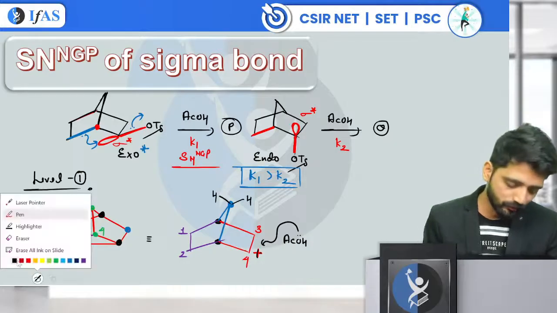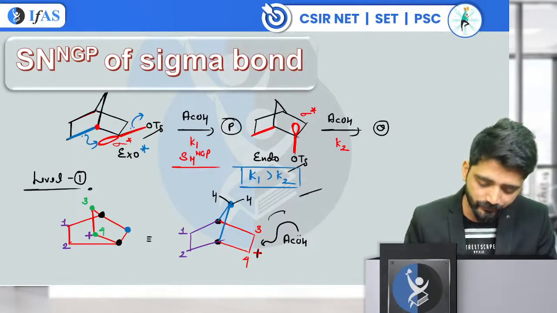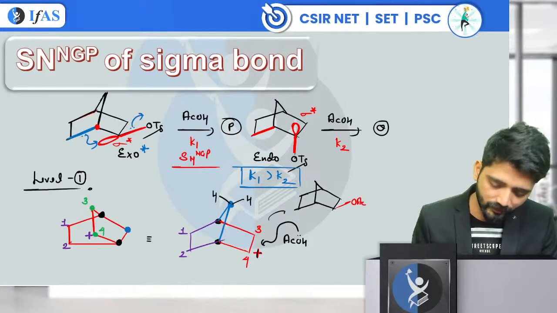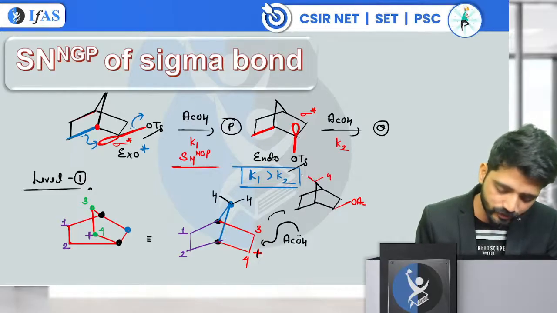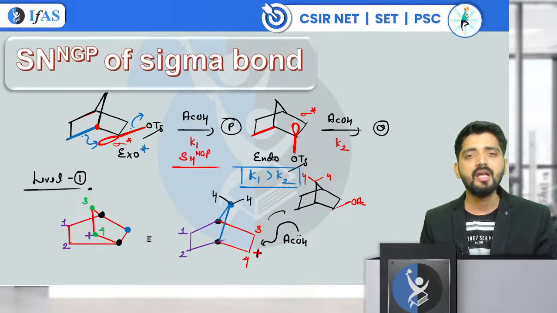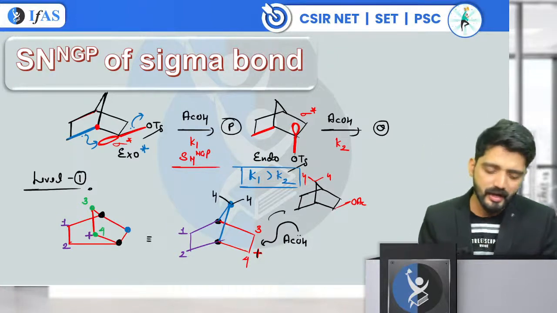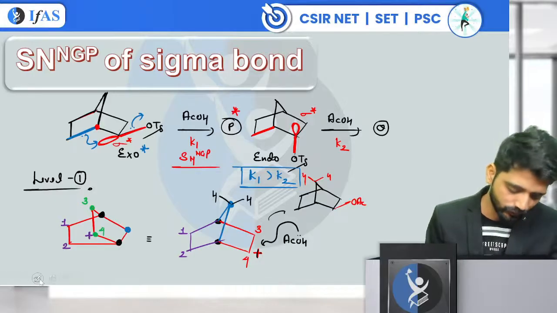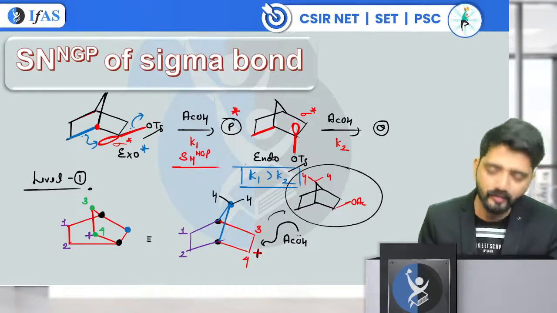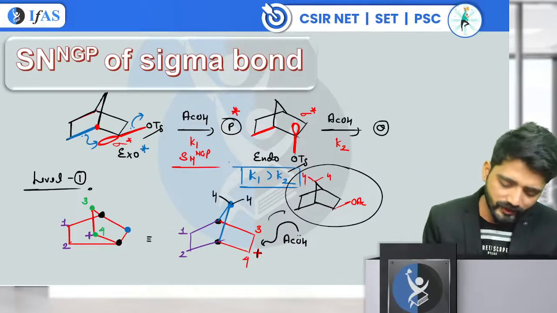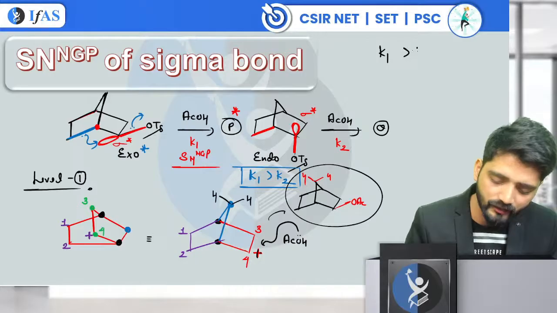So when I draw the product, it is going to look like a simple norbornyl system where we have an OAc group attached at this center and a hydrogen present here. If the question is asked for 2 marks, they will simply ask how the product is going to look, so you can draw the product. This is how the product looks. And if they ask you about the rate of the reaction, we can very comfortably tell that yes, the rate of the K1 reaction will be faster as compared to K2.